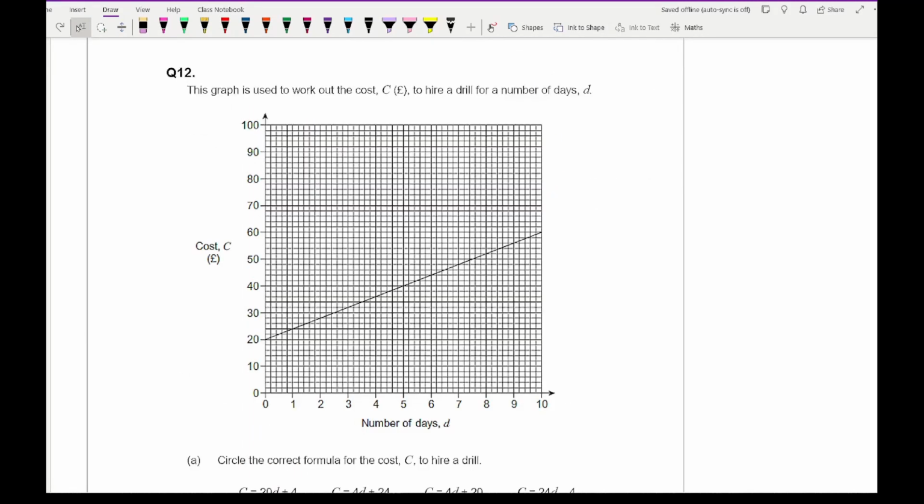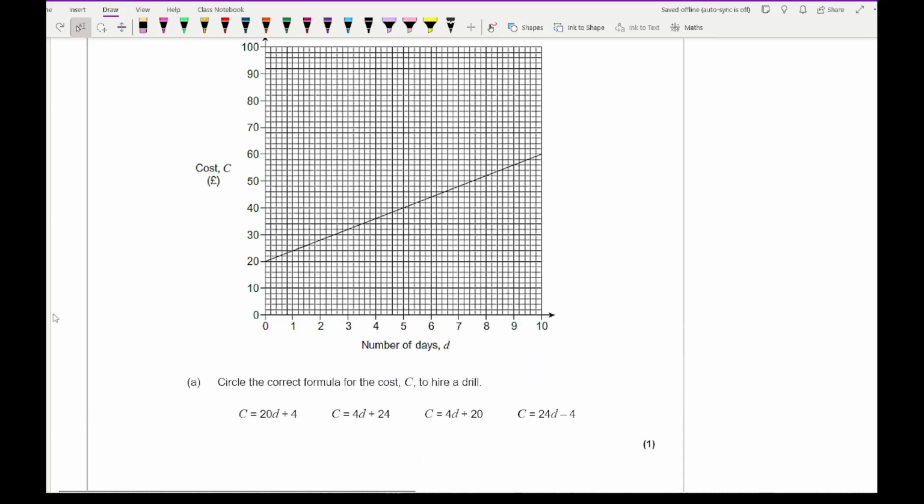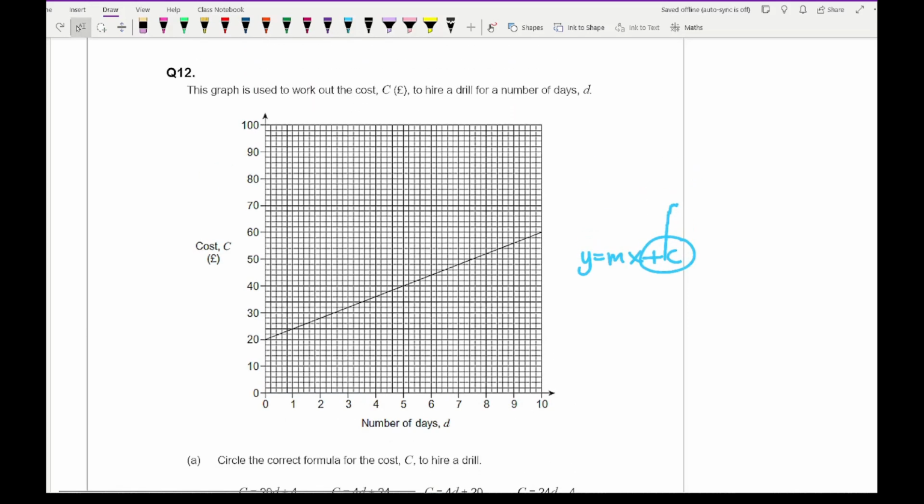So moving on to question 12, it says this graph is used to work out the cost of £C to hire a drill for a number of days D. And the first part of the question is asking me to circle the correct formula for the cost of C to hire the drill. Now, as you can see, it's a diagonal line, so I've got y equals mx plus c. Now the plus c bit is the y-intercept. So this is where it crosses the y-axis.